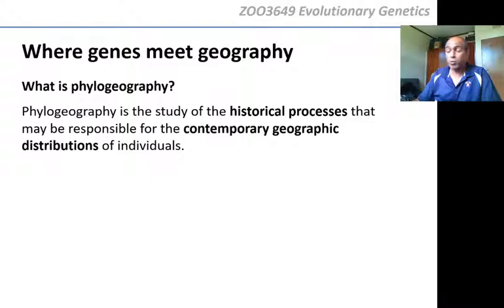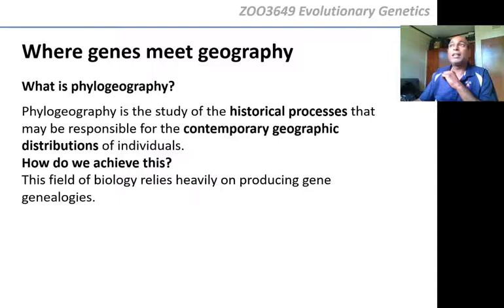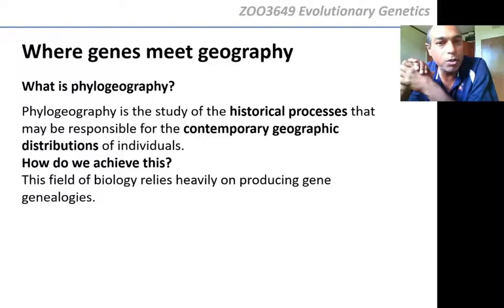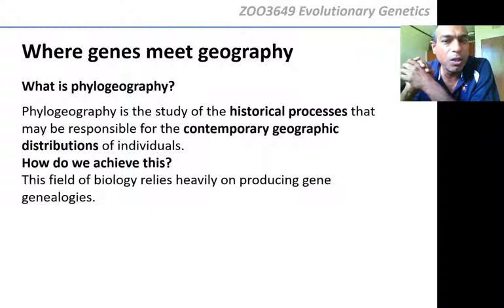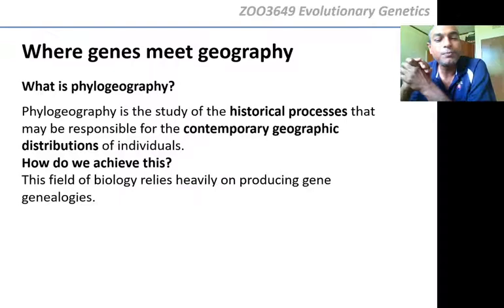So genes are very important in this, and it relies heavily on producing trees from genes, taking a gene and producing a tree or a gene genealogy. And this is why I explained a lot to you about gene genealogies, species trees, gene trees, when species trees and gene trees don't match up, how we use the coalescent process to infer a species tree from many different gene trees. That is because most of these studies are phylogeographic studies. They want to figure out what historical evolutionary processes led to the current day situation.